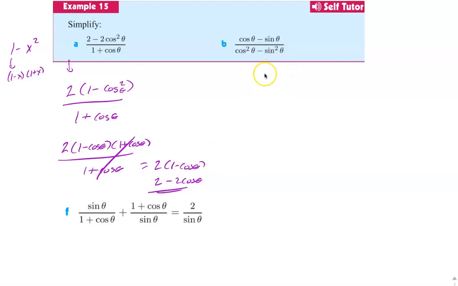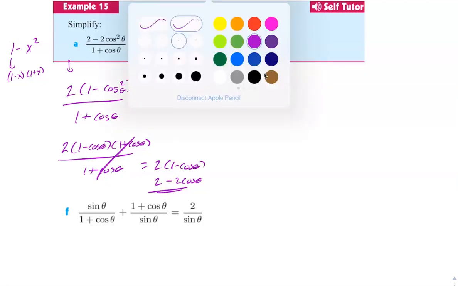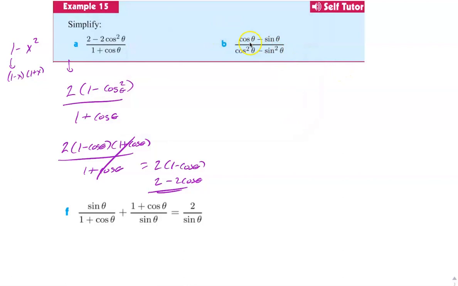So look at this one. Let's try to do the same idea. Now on the top, I already can't do anything. It's cosine minus sine. It's pretty much stuck. But the bottom has cosine squared minus sine squared. That's a difference of two squares. So I could write that as cosine theta minus sine theta and cosine theta plus sine theta. On the top, I just leave it: cosine theta minus sine theta. If you notice, these two cancel out. They're exactly the same. And again, there's an implied parenthesis there on top.